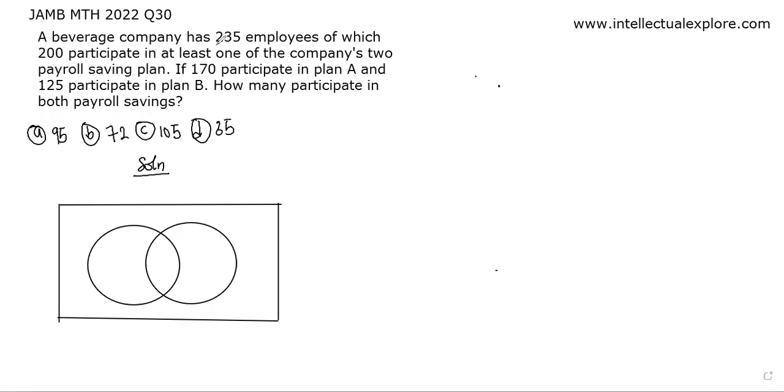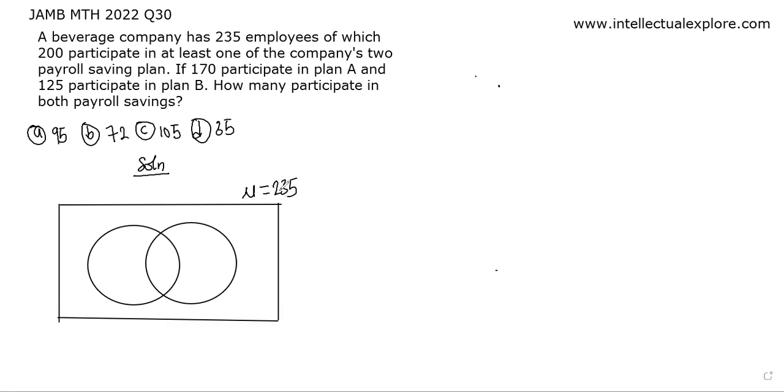The beverage company has 235 employees. That means the total workers they have is 235, and that represents our universal set. Universal set means that set that contains every other set that you can think of. Okay. Of which 200 participate in at least one of the company's two payroll saving plans.